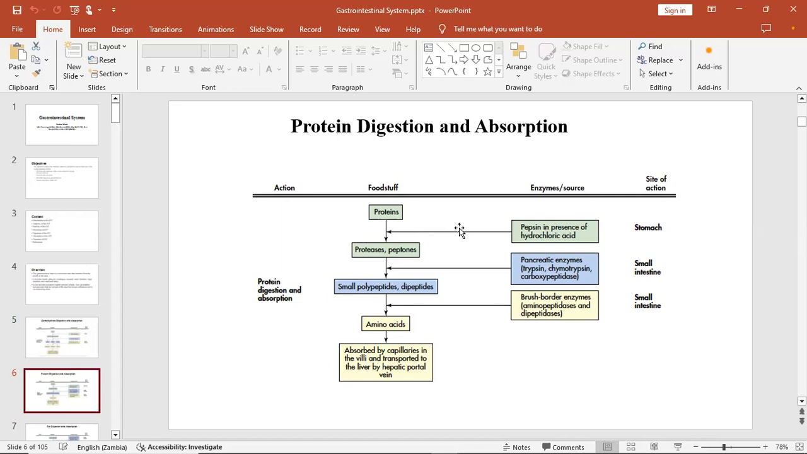Once that happens, the pepsin, which was formed from pepsinogen, is going to act on the proteins found in the stomach in an acidic environment. As you know, the normal pH for hydrochloric acid ranges from 2 to 4, depending on the concentration. So once pepsin acts on the proteins, it's going to convert these proteins into what we call peptones, or just polypeptides.